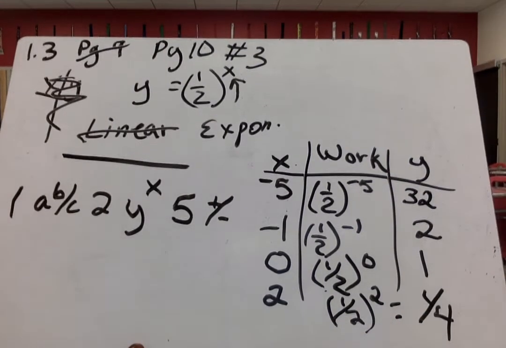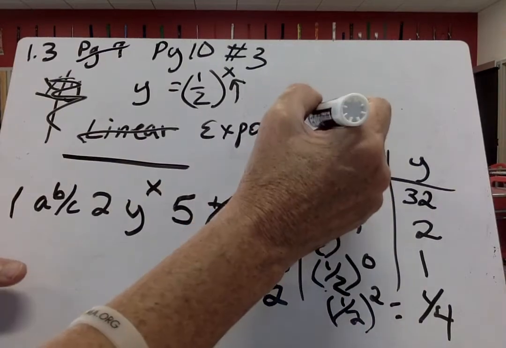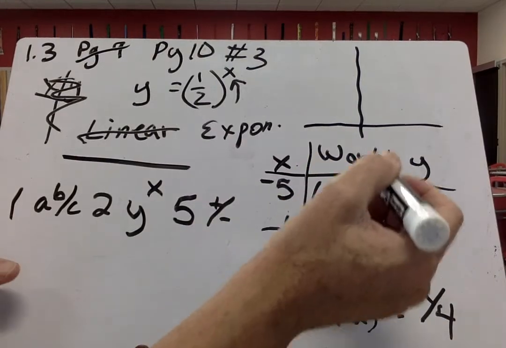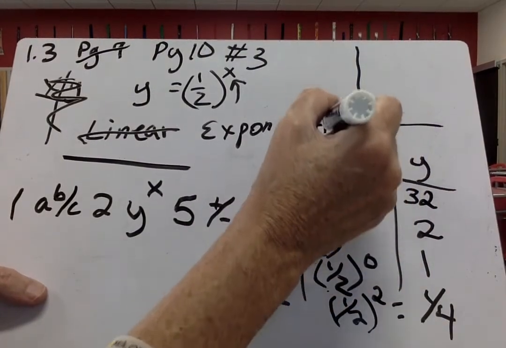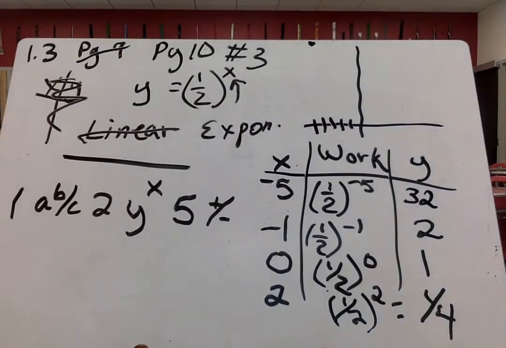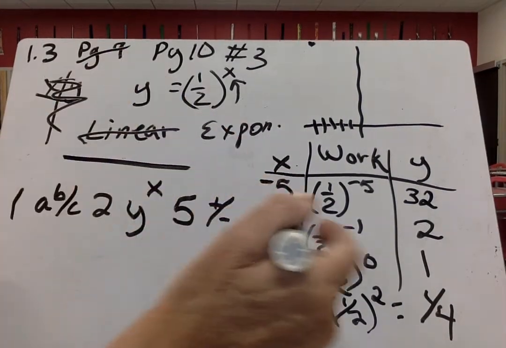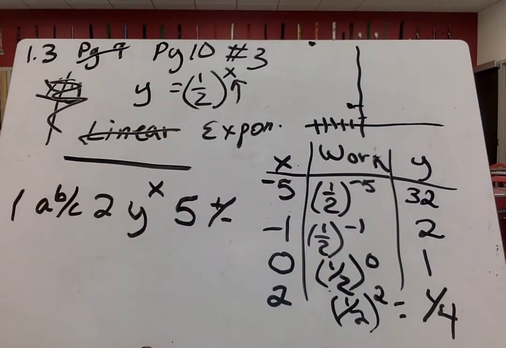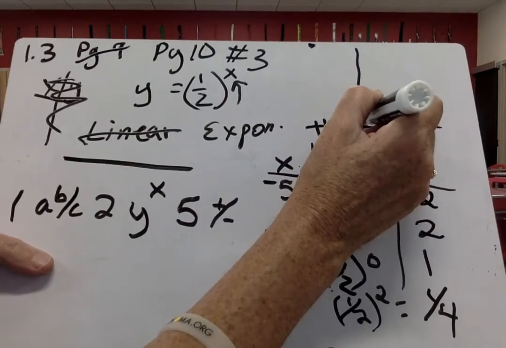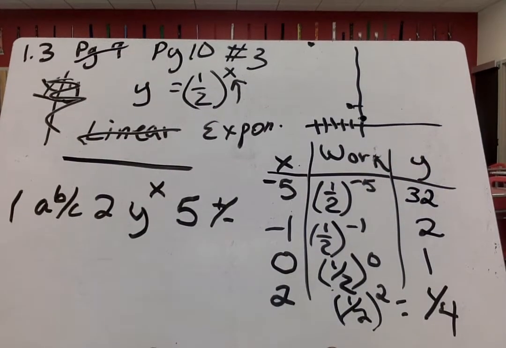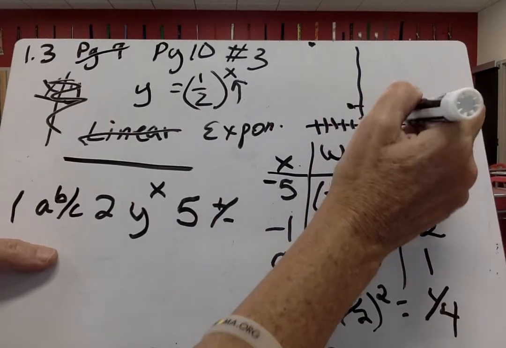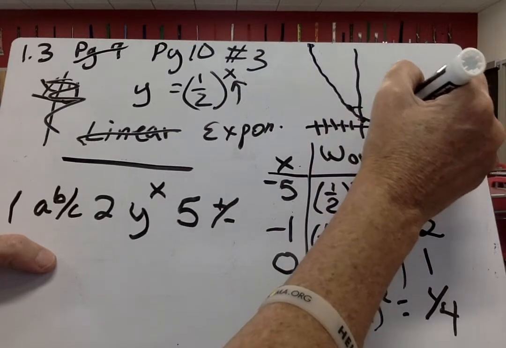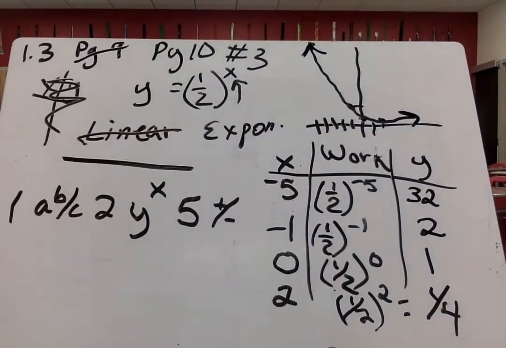Okay, now I'm going to plot those points on the graph. Okay, so -5, and it's going to be way up there. Okay, then -1 gives me 2. Okay, 0 gives me 1. And 2 will give me 1/4. So my graph is going to look something like that, okay?